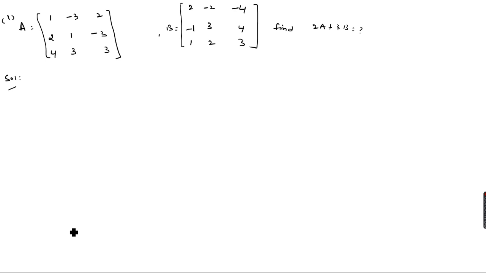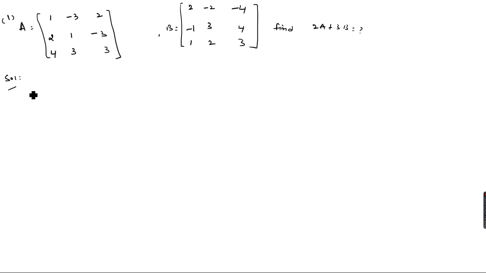Okay, so here the question is A equal to [2 1 3; -3 2 2; 1 -3 4 3 3] and B equal to [2 -2 -4; -1 3 4; 1 2 3]. So we need to find 2A and 3B. So first we are writing, find 2A and 3B.